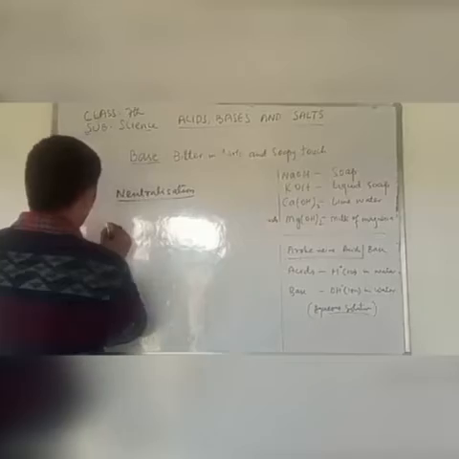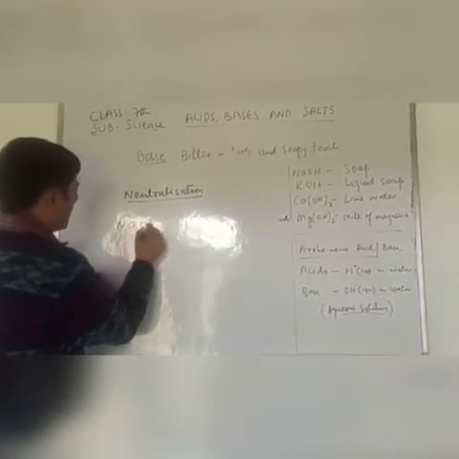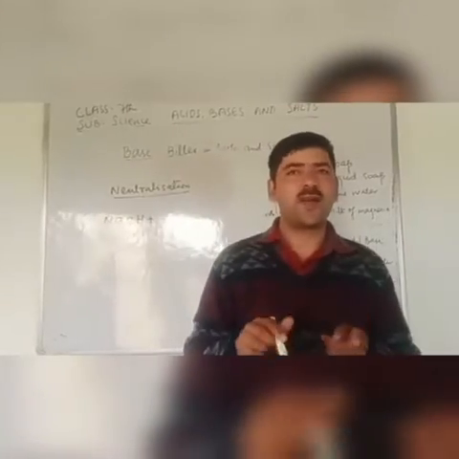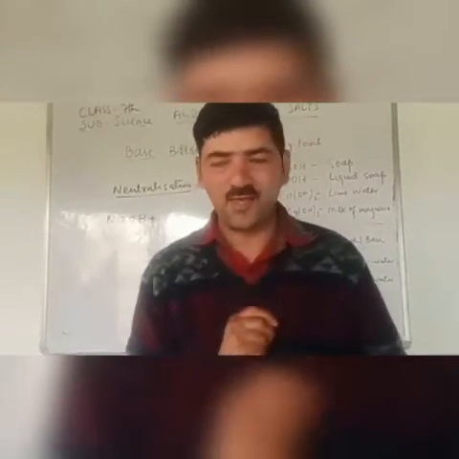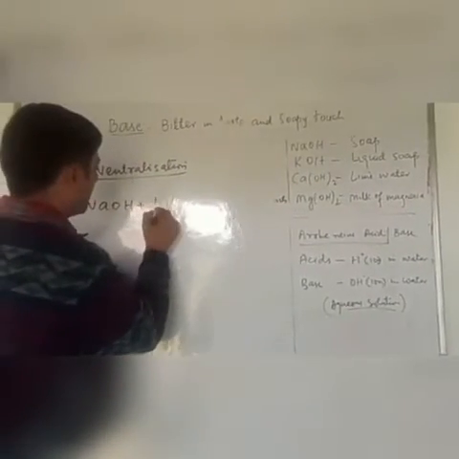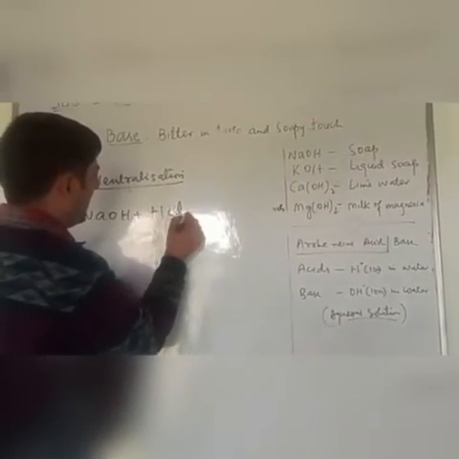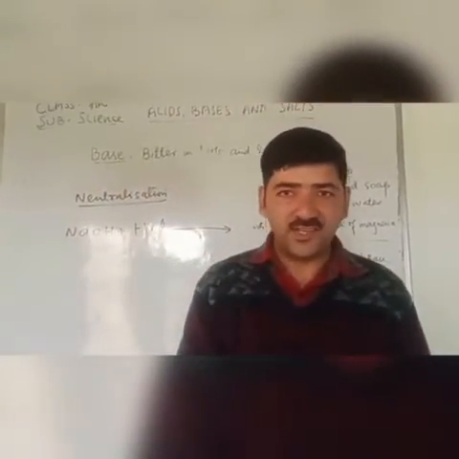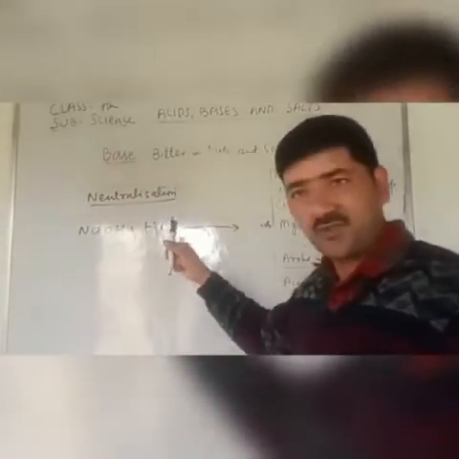Okay, like NaOH. This is sodium hydroxide. Sodium hydroxide is a strong base. When this sodium hydroxide reacts with HCl, HCl is hydrochloric acid. This is a mineral acid, a strong acid.